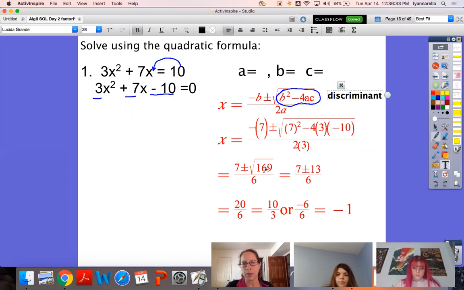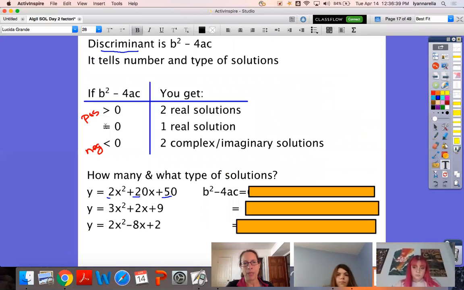So this discriminant was a positive number. Positive numbers tell us there's 2 real solutions. Negative numbers tell us there's 2 imaginary solutions. And if it's exactly 0, you get 1 real solution. So your discriminant, the part under the radical, is the b squared minus 4ac.